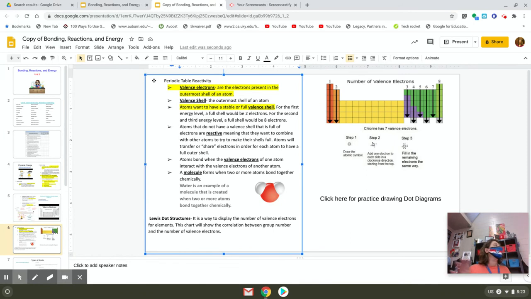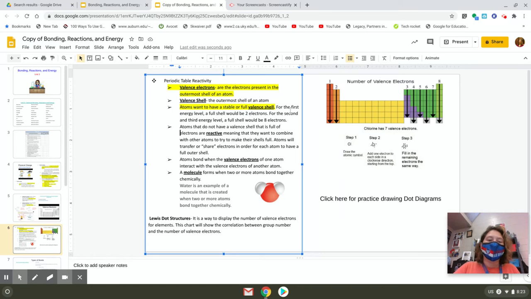The electrons in that outermost shell, you need to know how many electrons it can hold, and you need how many that are actually in that shell. And that's how you determine what other chemicals that element can bond with and what types of bonds it will have, which is what this unit is all about. Okay? So those valence electrons are very important.